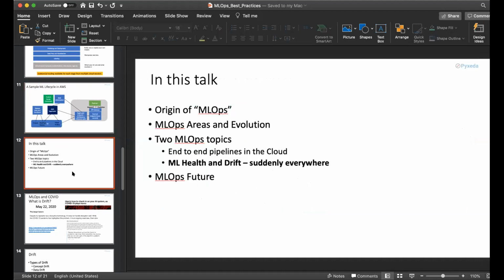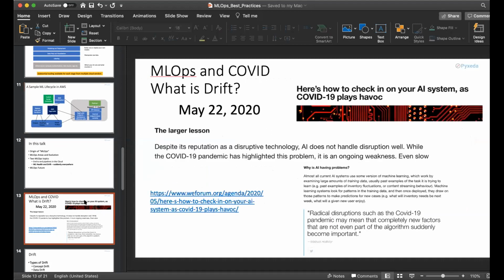The next thing I wanted to talk to you about is this notion of health and drift. Part of the reason I want to talk about it is because it is an emerging area of MLOps, but it's also an area that has suddenly become very relevant due to COVID-19. So first of all, what is drift and why did COVID-19 make everybody aware that there's drift? Drift is basically what happens when your machine learning model was trained in a context that is different from what it sees in the real world.